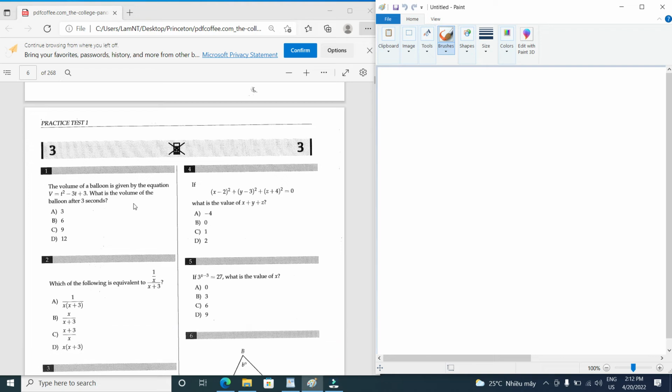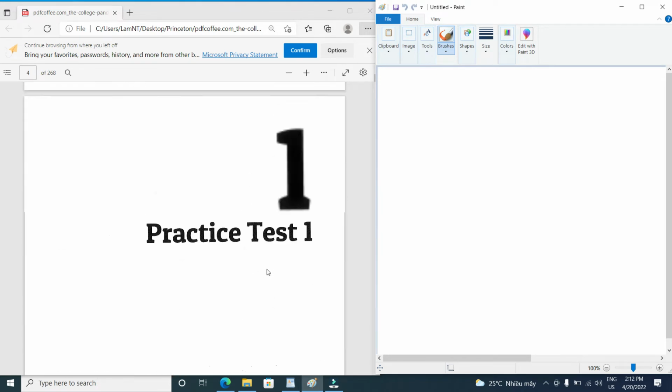Let's check the SAT test. So this is the College Panda.